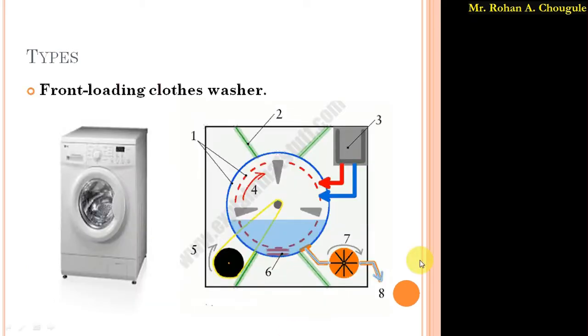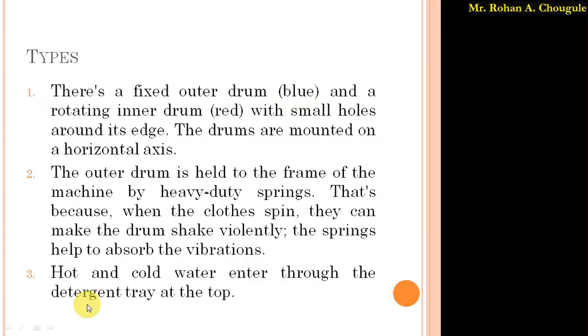Here in this diagram, the green lines are the heavy duty springs which absorb the vibrations when the cloth spins inside the washing machine. Again, the hot and cold water enter through the detergent tray at the top.